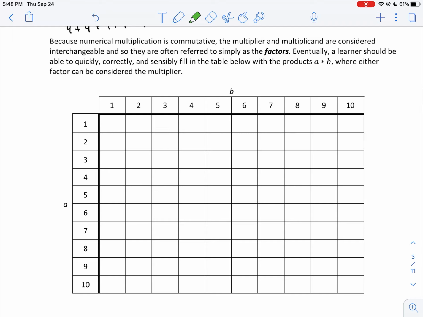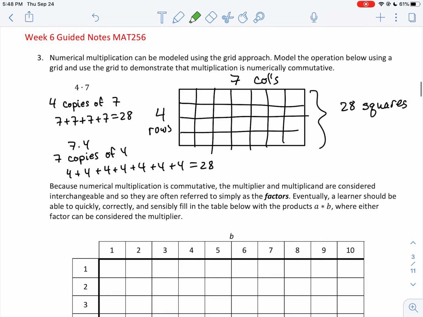Because numerical multiplication is commutative, the multiplier and multiplicand are considered interchangeable. So they're often just referred to as factors. Now I want to be careful moving forward. These are considered the factors of 28, meaning that when you multiply 4 and 7, you do get 28. And it doesn't matter which order you do it, right? 7 times 4 also gives you 28.